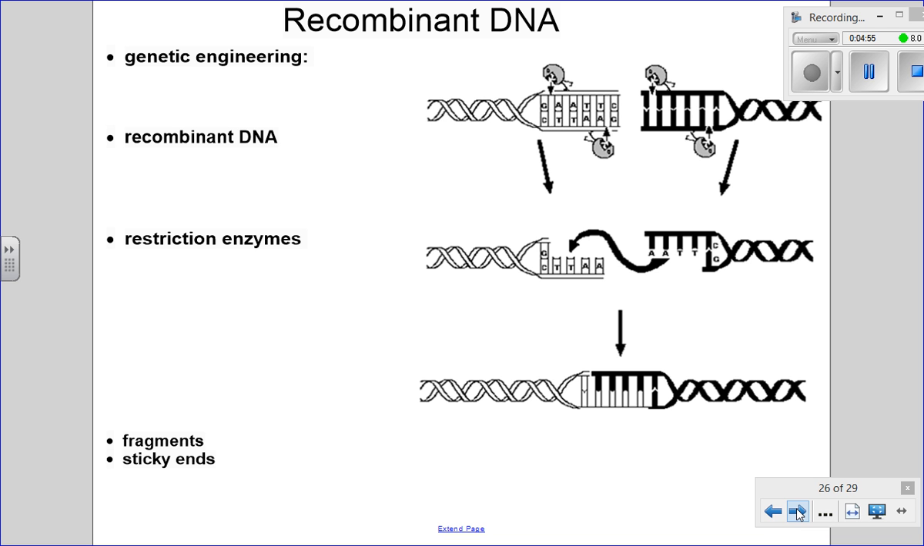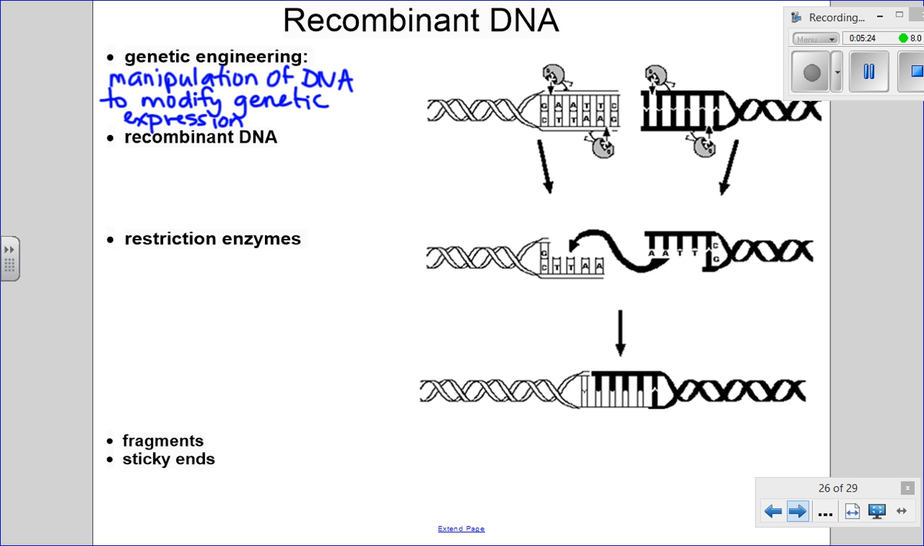So the first thing we'll mention is genetic engineering and what that is. Genetic engineering is the manipulation of DNA, very simply. And usually the goal of genetic engineering is to modify genetic expression.